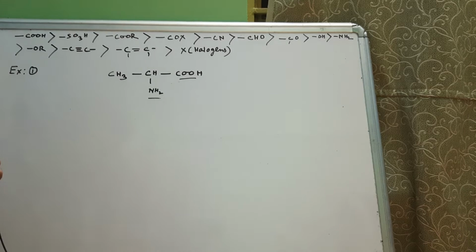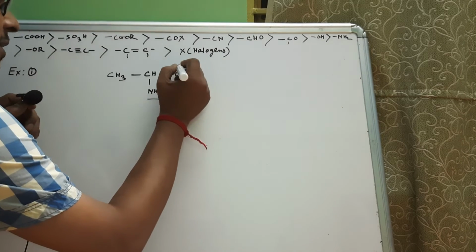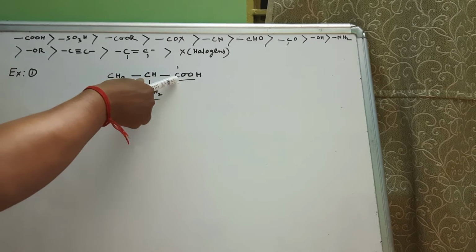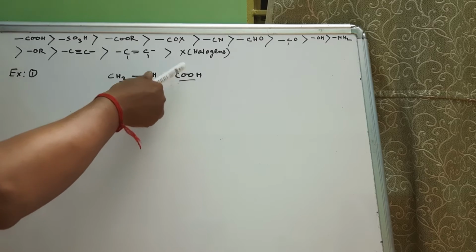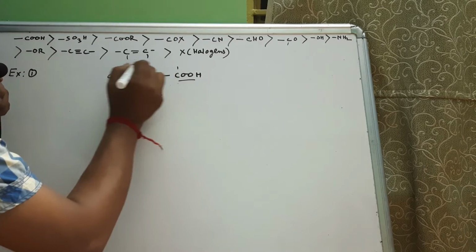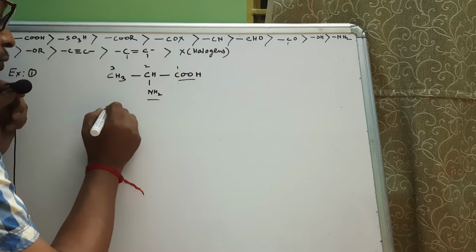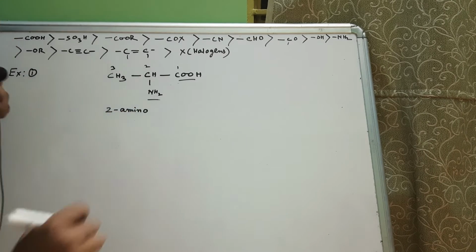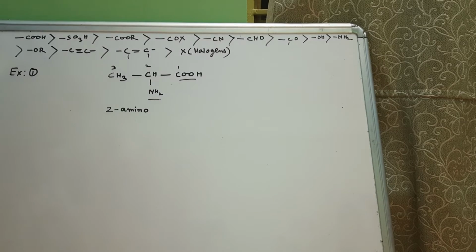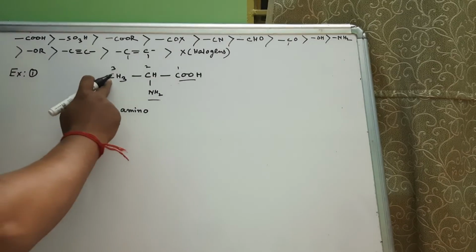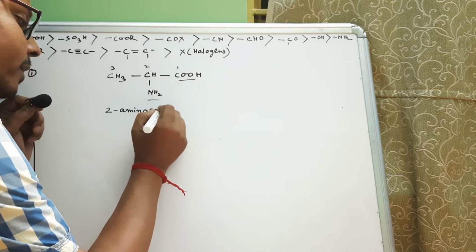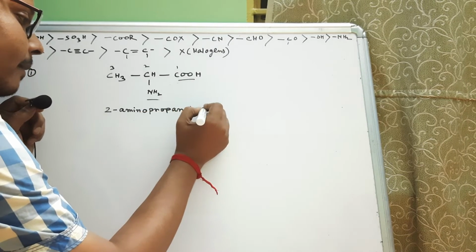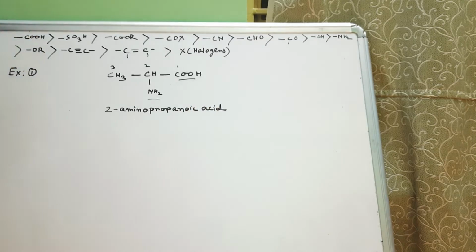Numbering will start from the primary functional group, and as the primary functional group contains a carbon atom, that carbon atom will get number 1. So 1, 2, 3. So 2-amino, and the total number of carbons is 3. So 2-amino propanoic acid.